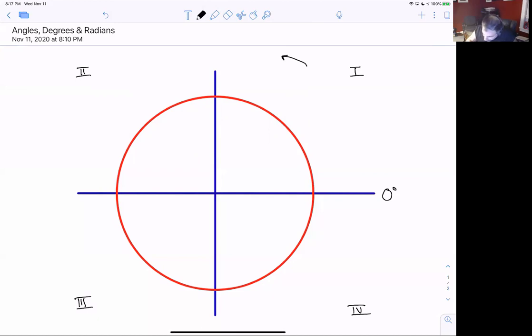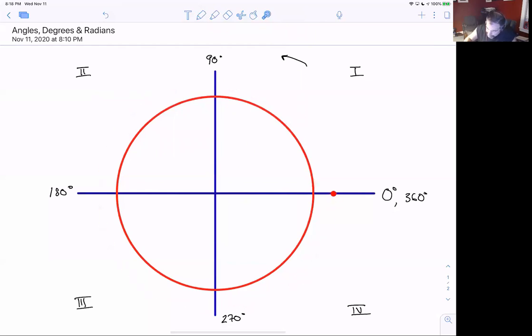So starting here again, this is going to be 0 degrees. You guys will readily agree that this top will be 90 degrees. If we keep going, we'll get to 180 degrees over here. Then going straight down, we're going to go to 270 degrees. And then all the way back around is 360. What that means is we could continue to go around the circle again. This is just one revolution around the circle.